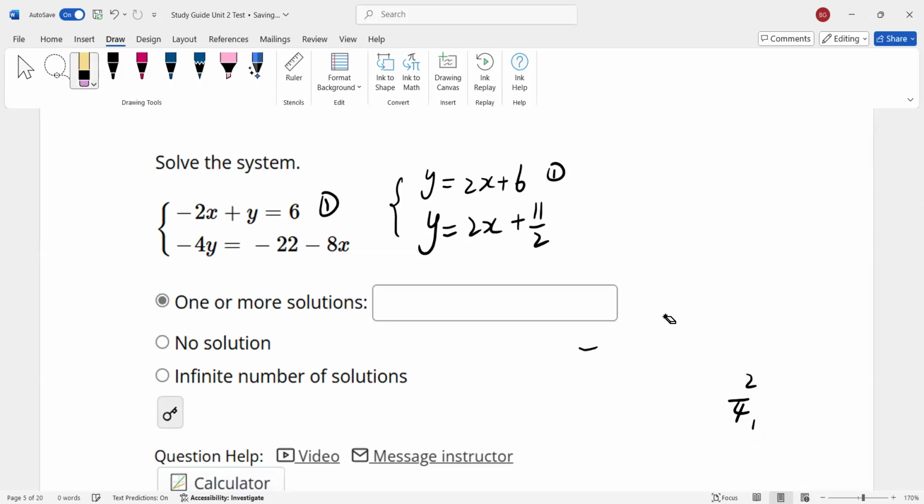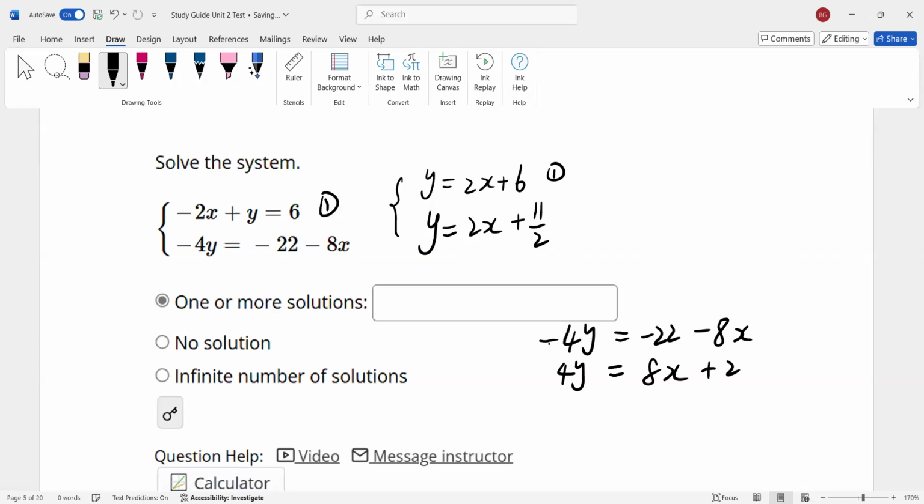So the second equation, let's simplify and then rewrite it in slope-intercept form. Negative 4y equals negative 22 minus 8x. Do you notice in this equation we have 3 terms, and all 3 terms are negative? When this happens, you can just get rid of the negative signs for all of them. Just apply the same treatment to everybody. So we have 4y equals 8x, I'll switch the order, plus 22, right?